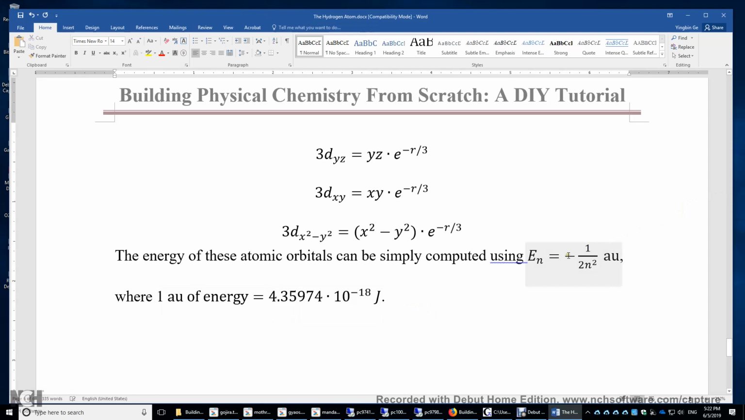And we can easily tell that the 1s orbital has negative 1/2 atomic unit energy. 2s and 2p orbitals have the same energy, negative 1/8. How about 3s, 3p, 3d? Well, they have the same energy, negative 1 over 18. That's it.